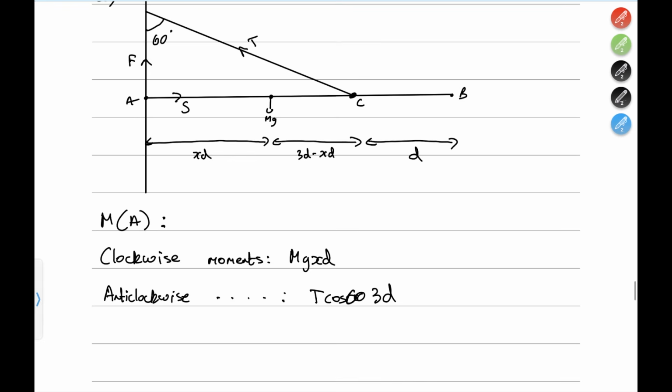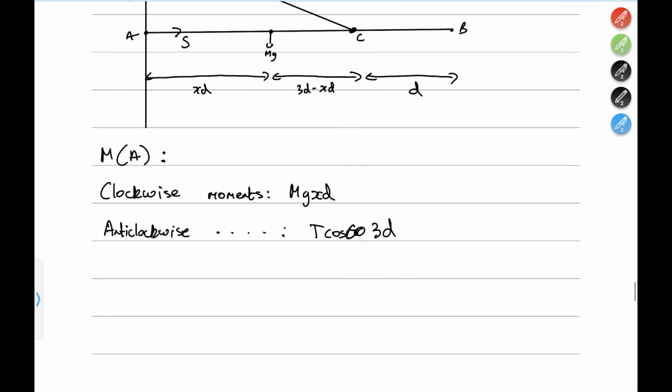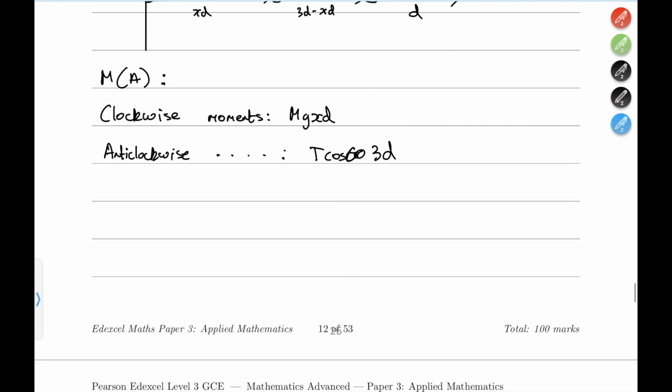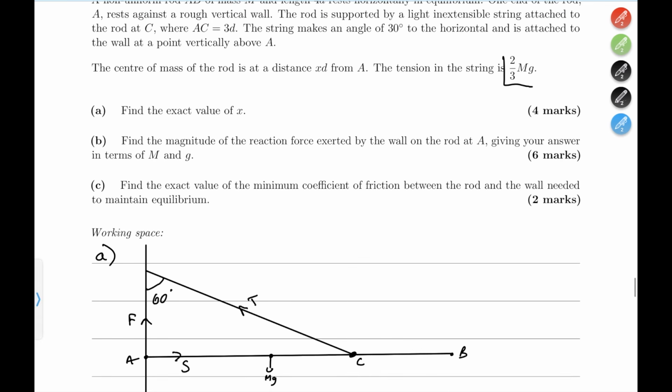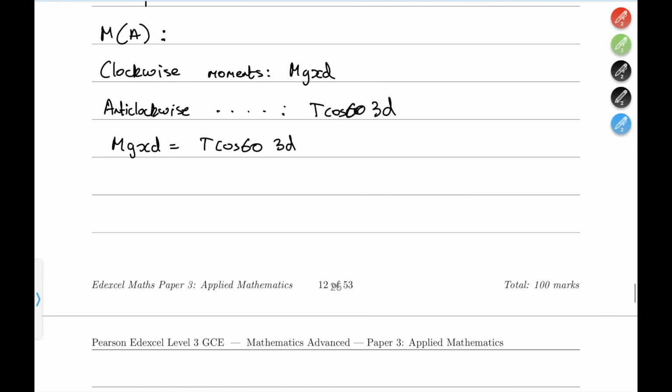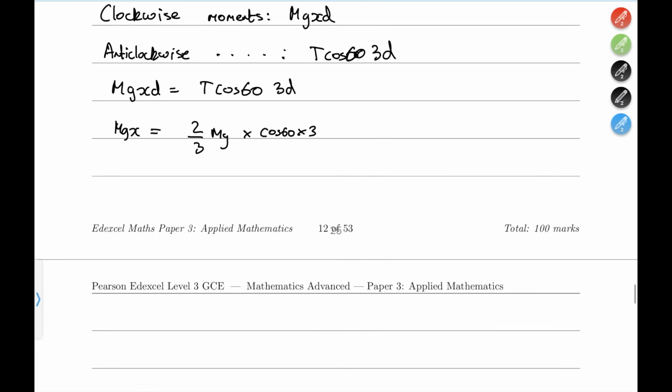So now what we can say is that the anti-clockwise moments are equal to the clockwise moments. So mg x d is equal to T cos 60 times 3d. So we have been given the tension is 2 over 3 mg. So I'm going to get rid of the d, and I'm going to substitute in T at the same time. So mgx equals 2 over 3 mg times cos 60 times 3.